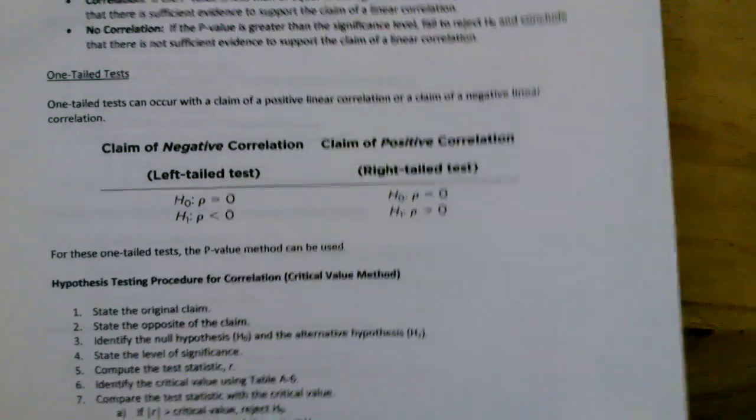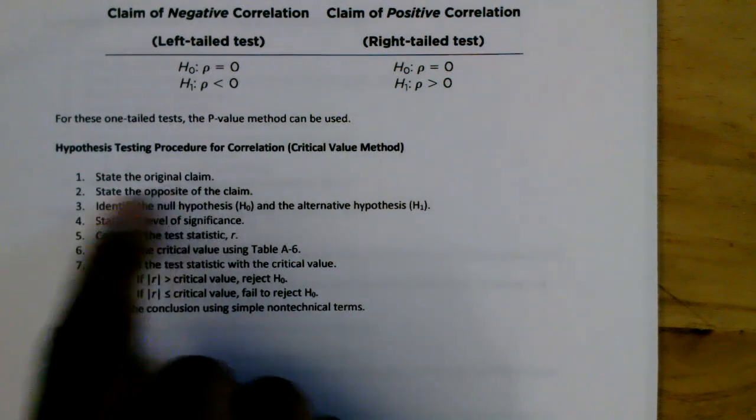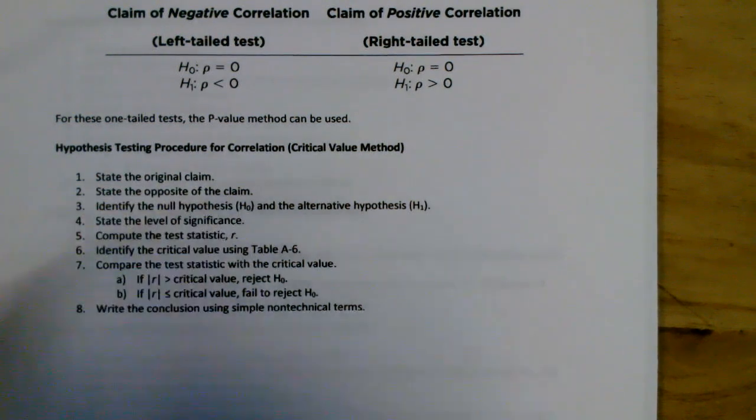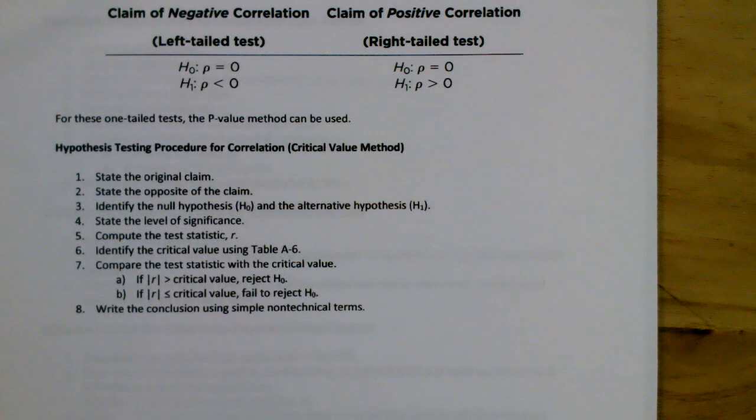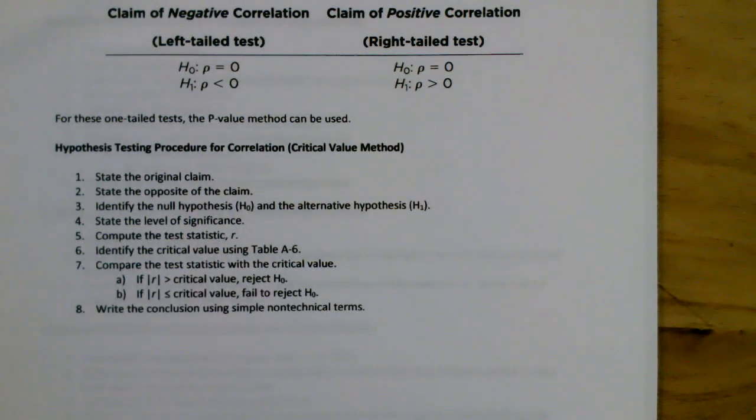And I'm using the critical value method for the procedure for testing a hypothesis. And that's this: you state the original claim, then state the opposite of the original claim, and then identify the null and alternative hypothesis. Those should be easy because the original claim would be rho is not equal to 0, meaning that there is a linear correlation. The opposite would be rho is equal to 0, meaning that there is no linear correlation. And of course, your null hypothesis will be rho is equal to 0. Your alternative hypothesis will be rho is not equal to 0. And that will also be the claim.